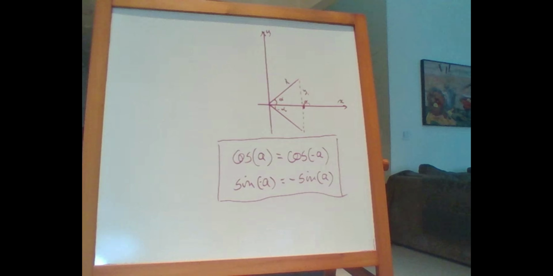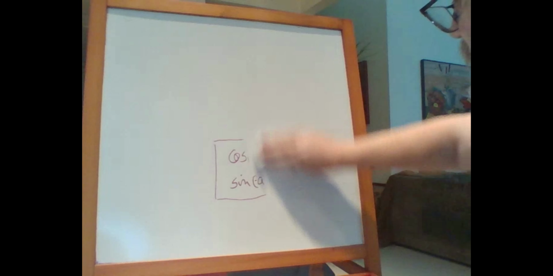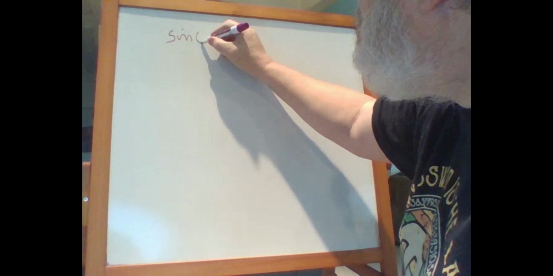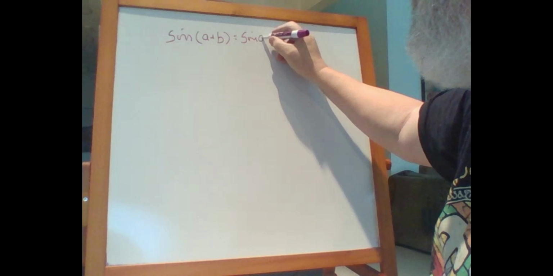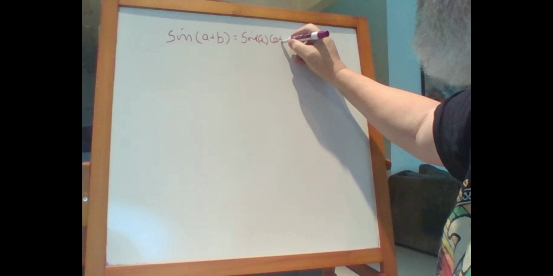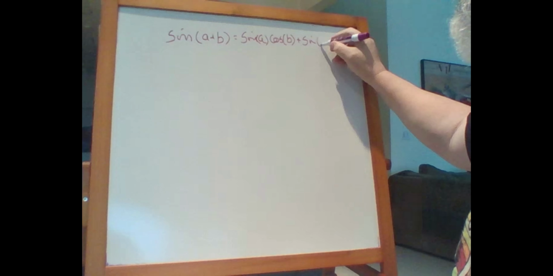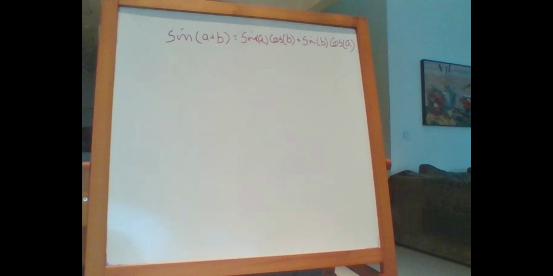Okay, so now that we've got that done, let's take a look at more identities. Remember, we derived this identity. We said the sine of A plus B is equal to sine A cos B plus sine B cos A. We had derived that identity.